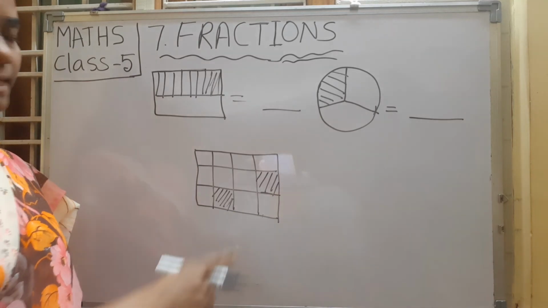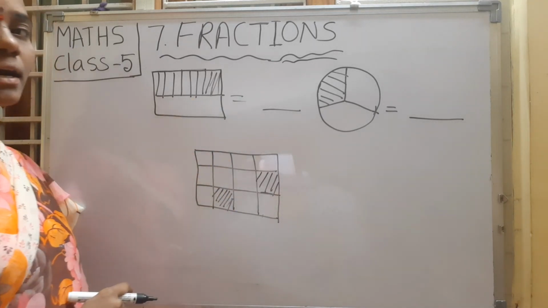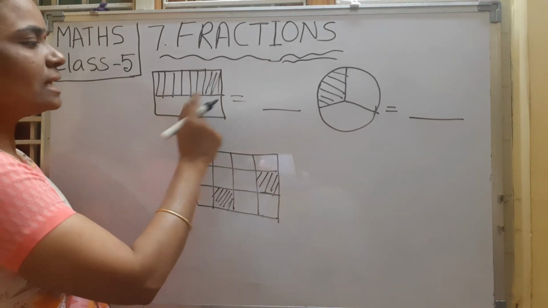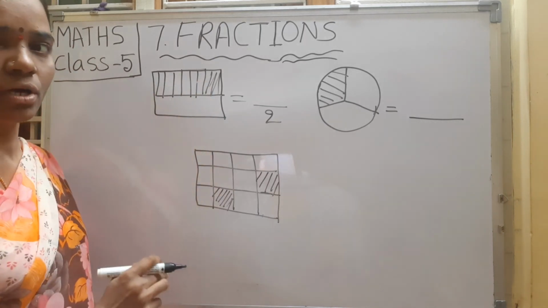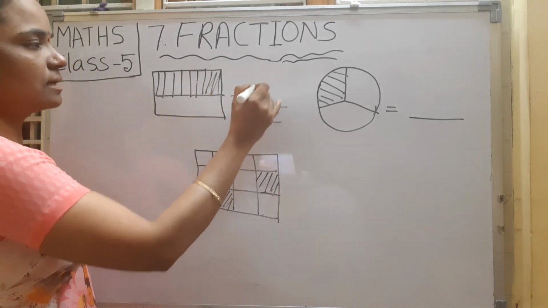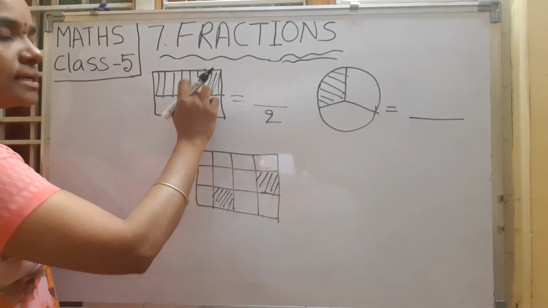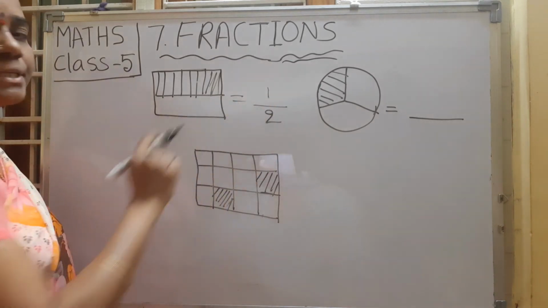Now look at the shapes, children. So here, what is the fraction for the colored part? Total, there are two equal parts. 1, 2. Out of two equal parts, how many are colored? Only one part is colored. So what is the fraction for the colored part? 1 by 2. The fraction for this shape is 1 by 2.